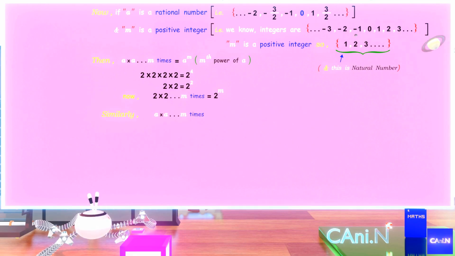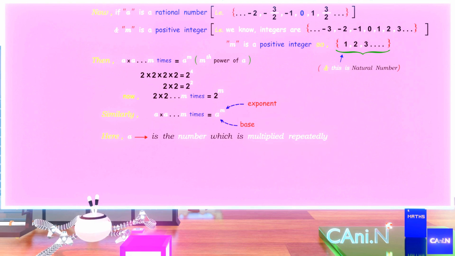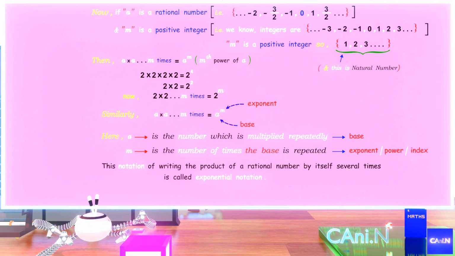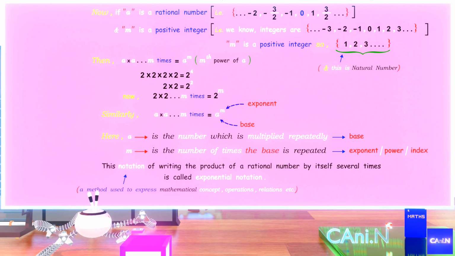Similarly, multiplying a m times equals a raised to the power m, where m is the exponent and a is the base. Here, a is the number which is multiplied repeatedly and is termed as base. M is the number of times the base is repeated and is termed as exponent or power or index. This notation of writing the product of a rational number by itself several times is called exponential notation. In mathematics, notation means a method used to express mathematical concepts, operations, relations, etc.